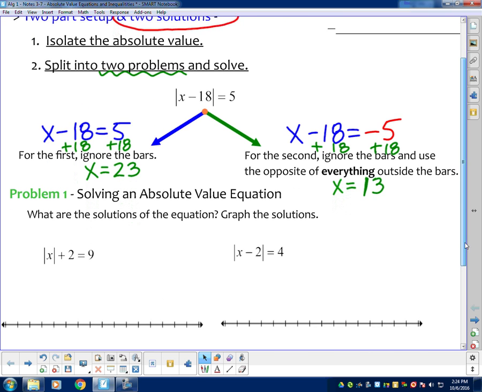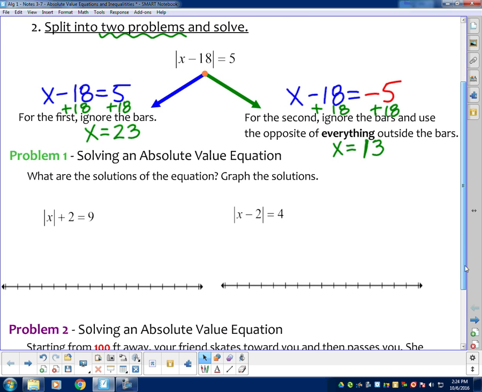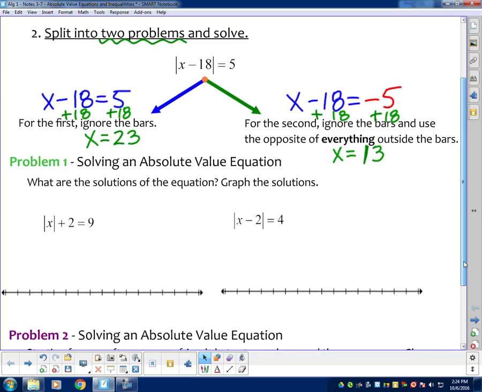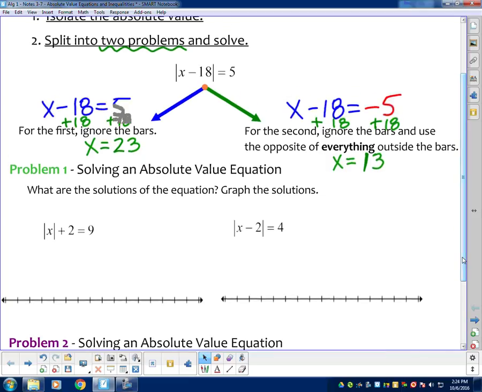Questions so far? Why would it be negative? It goes back to when I plugged in 2 numbers for x. We have the positive right here.